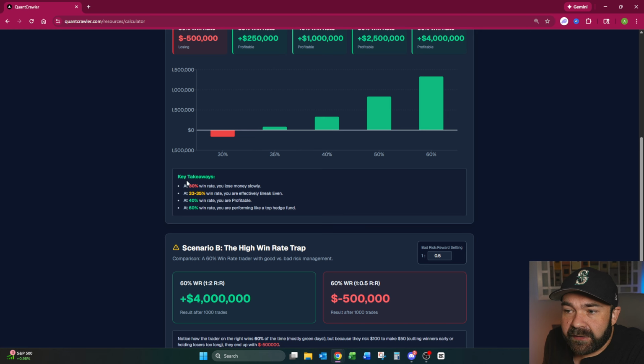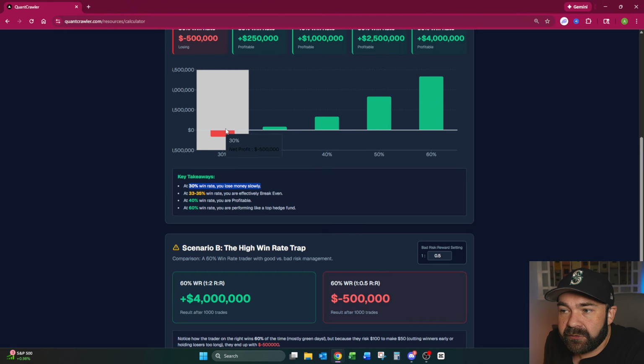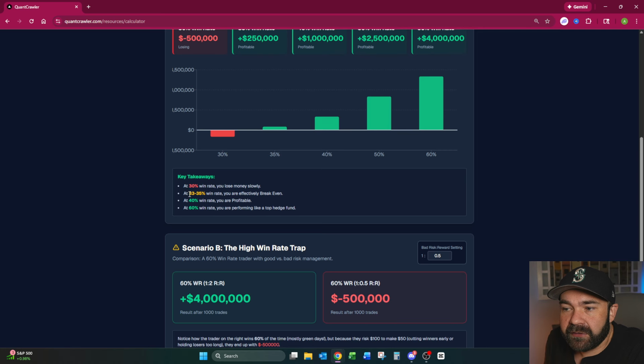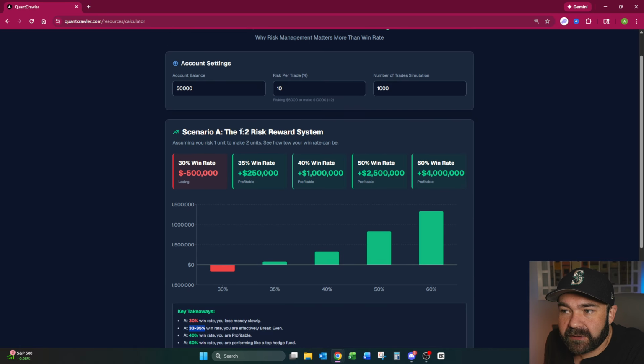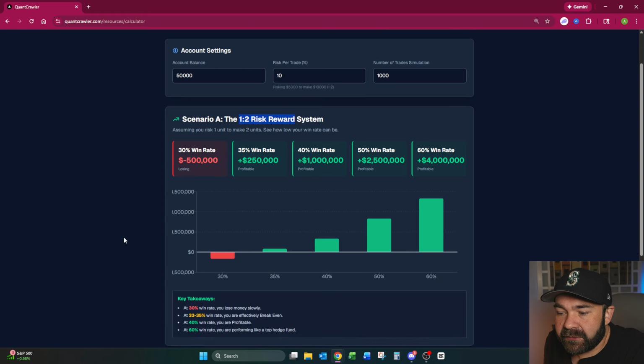You can see right here in the middle, this is the big thing, key takeaways. At a 30% win rate, you lose money slowly. It's not gonna be quick. You might not even notice it right away. Just every once in a while, you're gonna notice you're down $100, you're down $200. At a 33 to 35% win rate, you're effectively break even. That's why I always talk about a 1 to 2 risk to reward system. You can play with this calculator all you want.